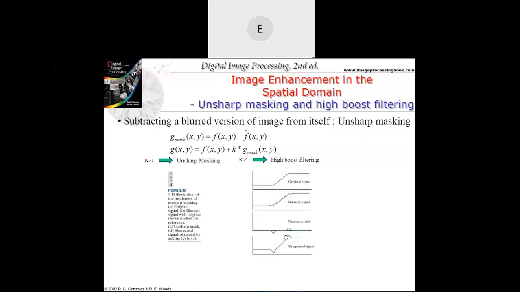Now if I add this to the original, this is what you notice. You can observe that the smooth region remains as it is, whereas the edges are sharpened. So this is called unsharp masking. And instead of just adding the original to this, if I scale this by some amount and add it, then we call it a high boost filter. I think the concept is clear now.